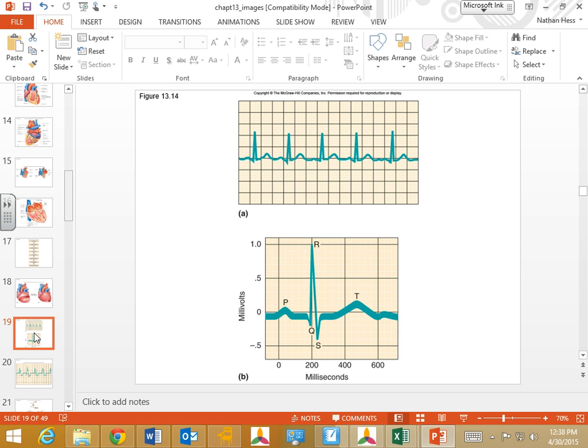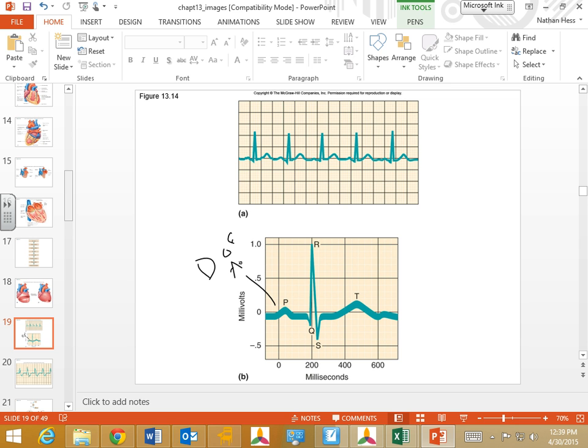The P wave: remember that with nerves, how they fire is depolarization, then repolarization. I depolarize to send the signal down, and then I repolarize to get back to ready to fire again. So the P wave is the depolarization of the atrium.